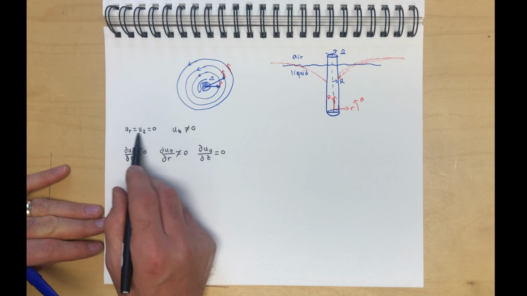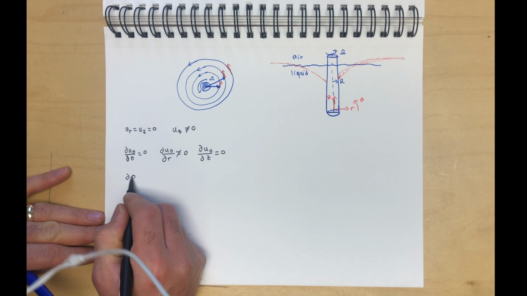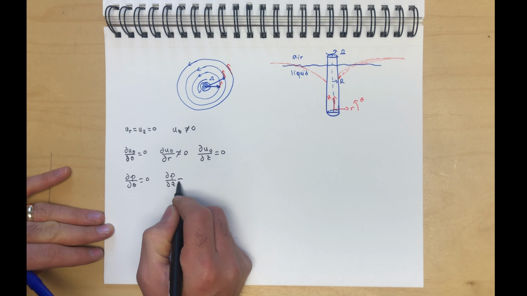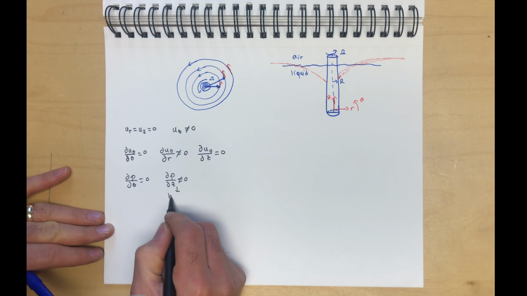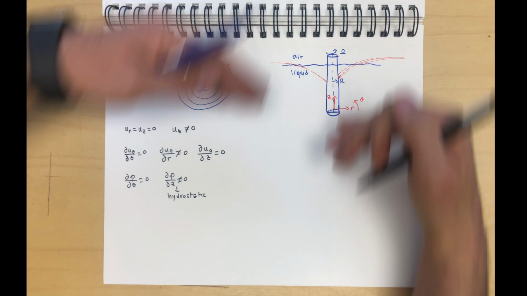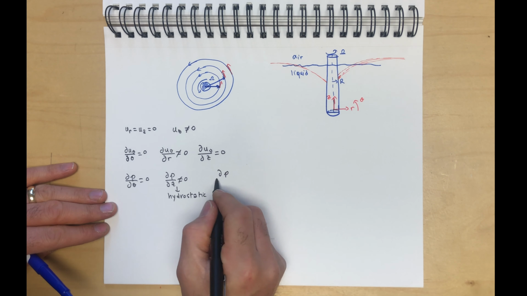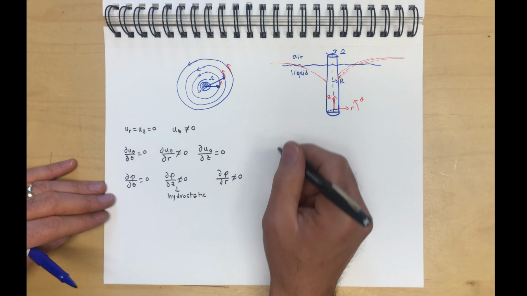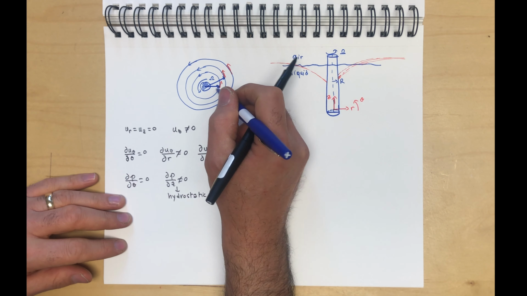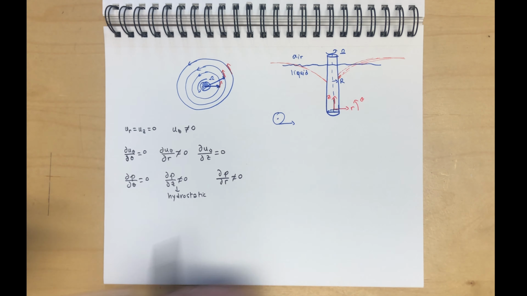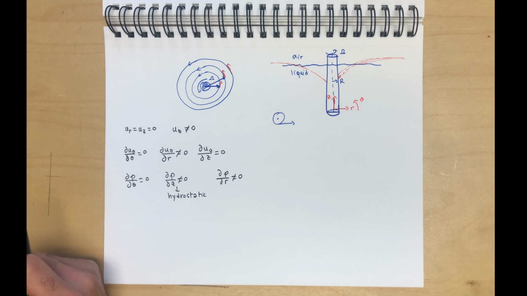For the pressure, dp by d theta is 0, but dp by dz is not 0. It's hydrostatic, just by virtue of the weight of the liquid. And dp by dr is definitely not 0, because that's the centripetal force that is pushing the fluid particles out as we spin. So that gives us some of our basic assumptions.